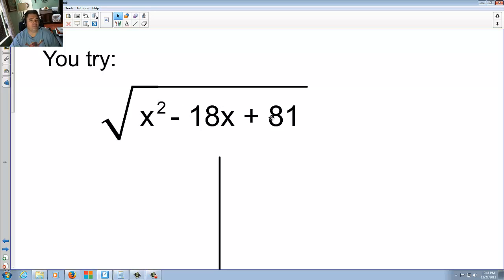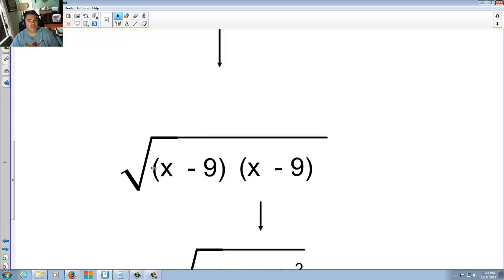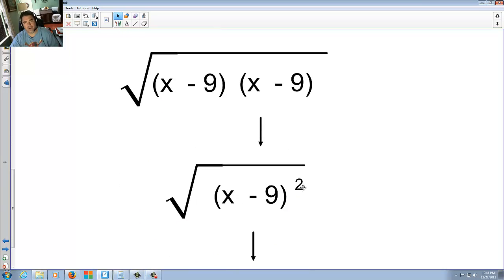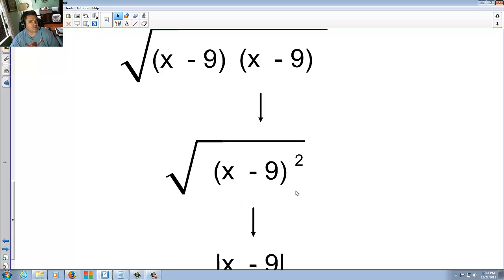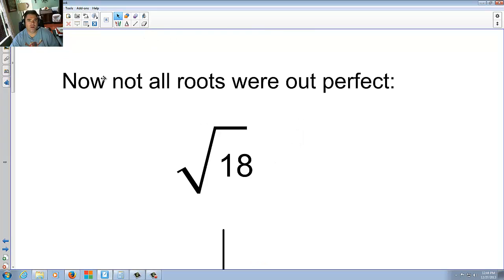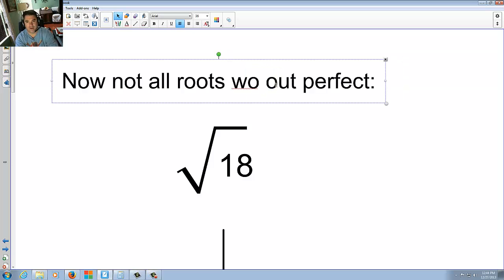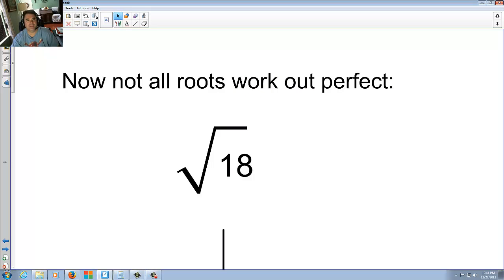What two numbers multiplied make 81 but added make negative 18? I hope you know that is x minus 9 and x minus 9, which becomes x minus 9 squared. Root and square cancel each other, leaving x minus 9 absolute value. Now, not all roots work out perfect.